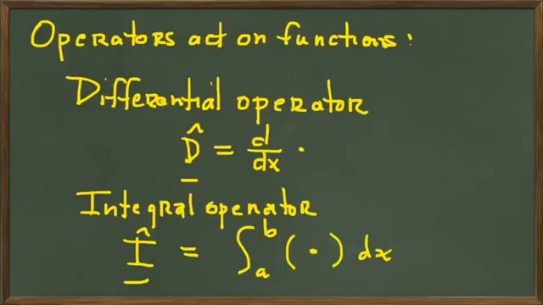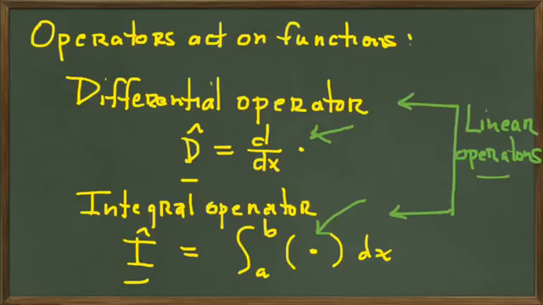Notice that we have a placeholder designated with a dot here for where the function will go that we're acting on. So let's see that the differential operator is an operator, and let's also see that both of these operators are linear operators. So let's first define what a linear operator is, and let's see that the differential and the integral operators are linear operators.